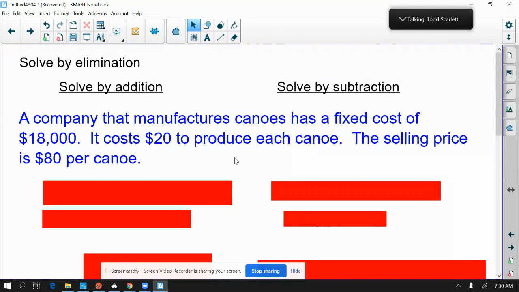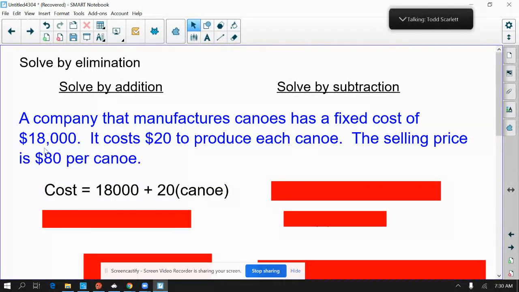So this company makes canoes and they sell canoes. Well, you can't make a canoe for nothing. They have a fixed cost of $18,000. So no matter what happens, they're spending $18,000. That's probably on supplies and labor and rent. So even if they make 0 canoes, they're going to spend $18,000. Plus, it costs them $20 to make a single canoe. So their entire cost can be organized by this: $18,000 no matter what, plus $20 per canoe.